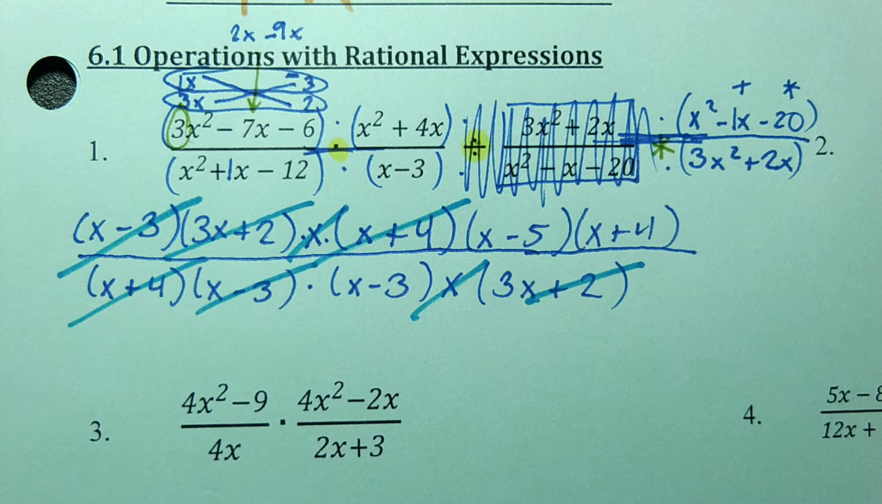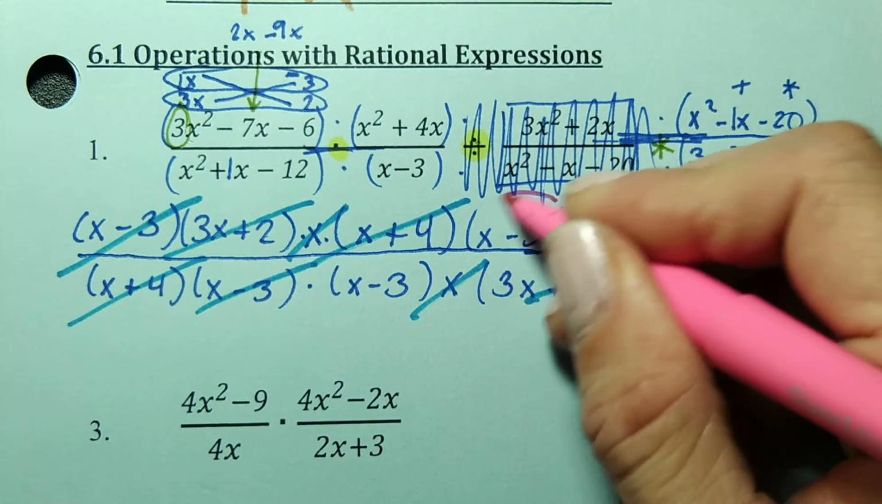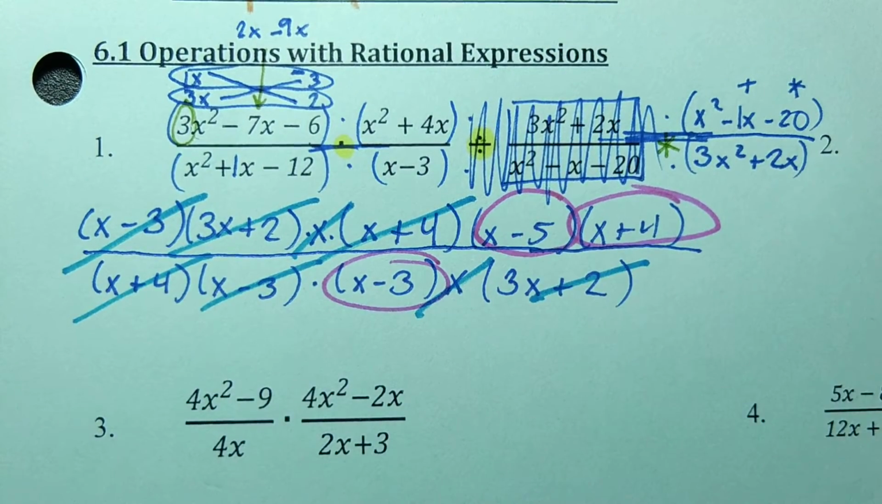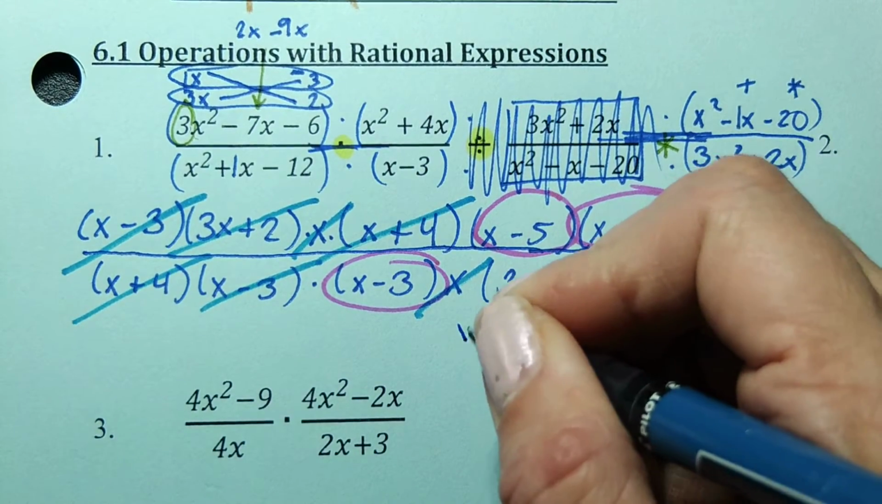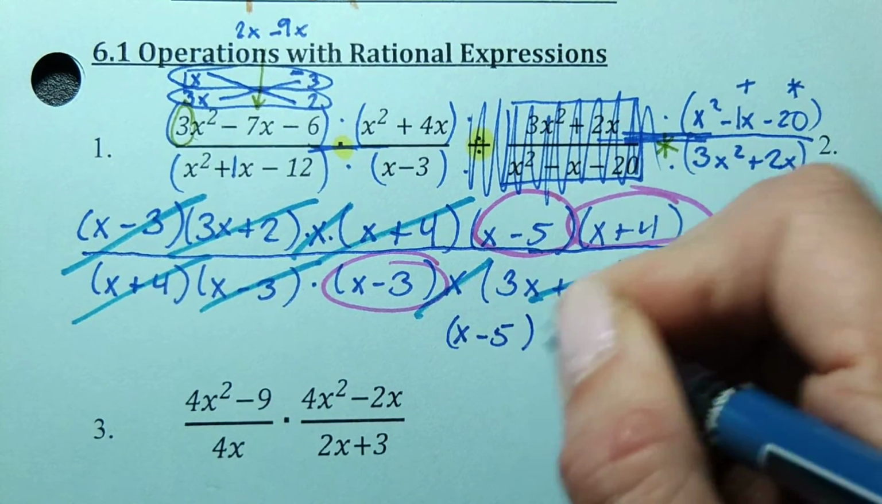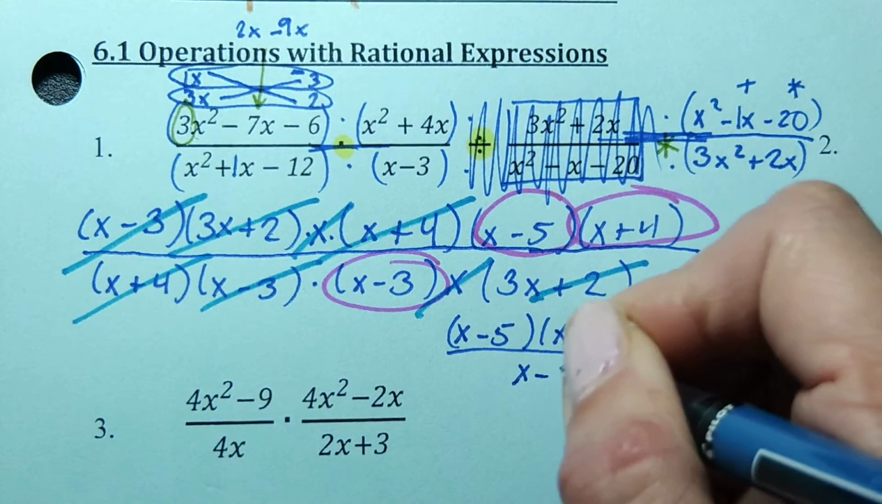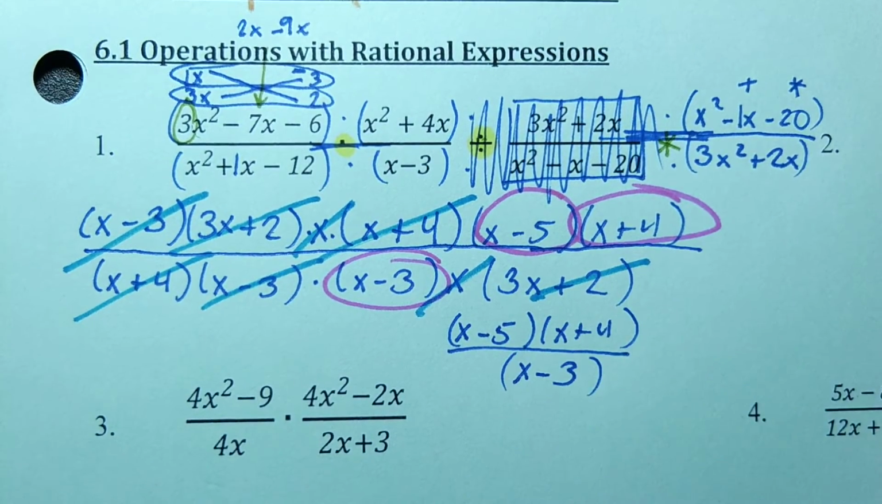So all we have left is that x minus 5, the x plus 4, both on the top, and then the x minus 3 on the bottom. So I'm just going to squeeze that in right here. X minus 5, x plus 4, over x minus 3. Notice how I'm keeping all that stuff trapped in the parentheses.